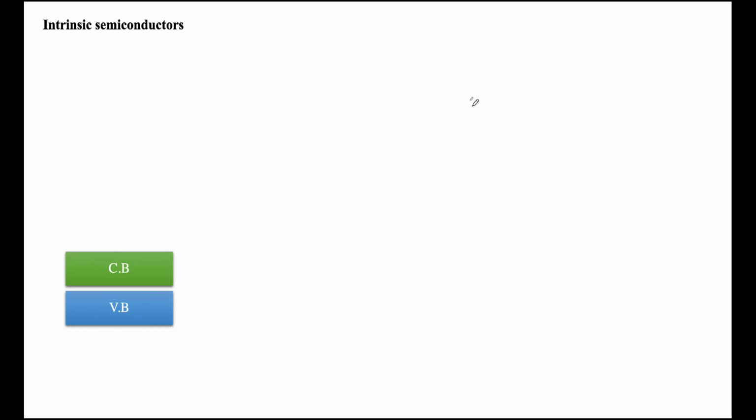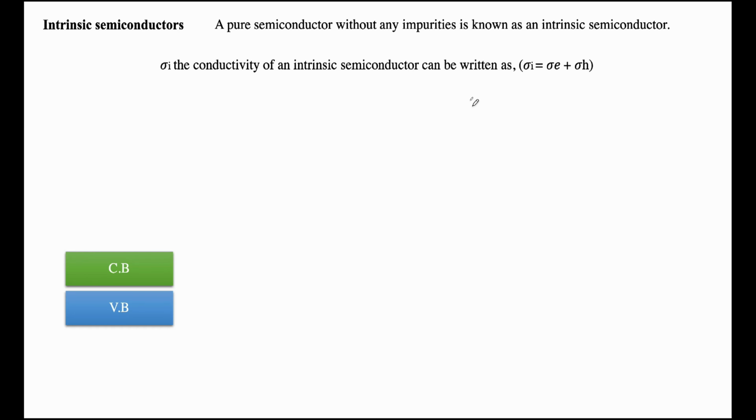So let us see the intrinsic semiconductor definition. As we already know, the purest form of the semiconductor is nothing but intrinsic semiconductor. If we are not adding any impurities to the semiconductor material like gallium arsenide or silicon, this kind of purest form of semiconductor we call an intrinsic semiconductor. The conductivity in an intrinsic semiconductor is the addition of conductivity due to electrons and conductivity due to holes. This is what we denote as sigma i. So sigma i is equal to sigma e plus sigma h.